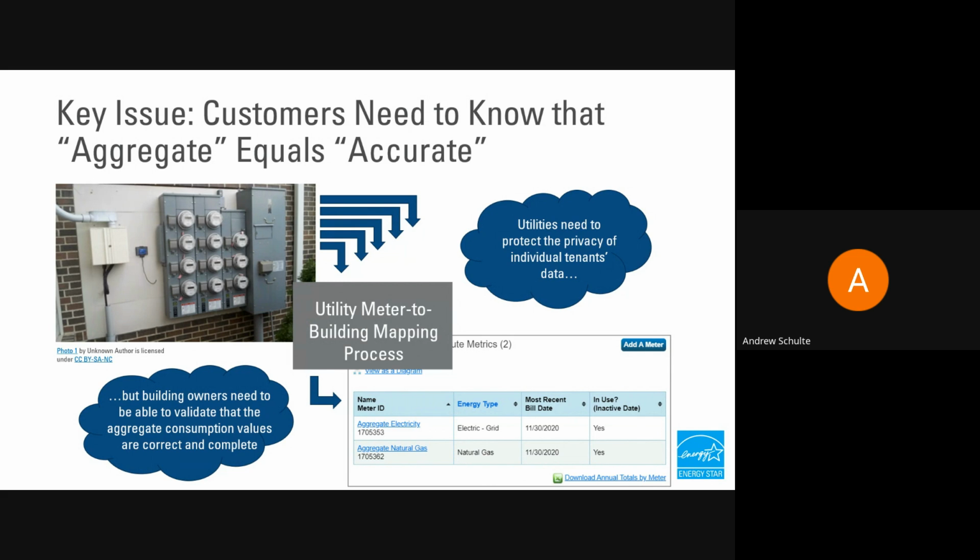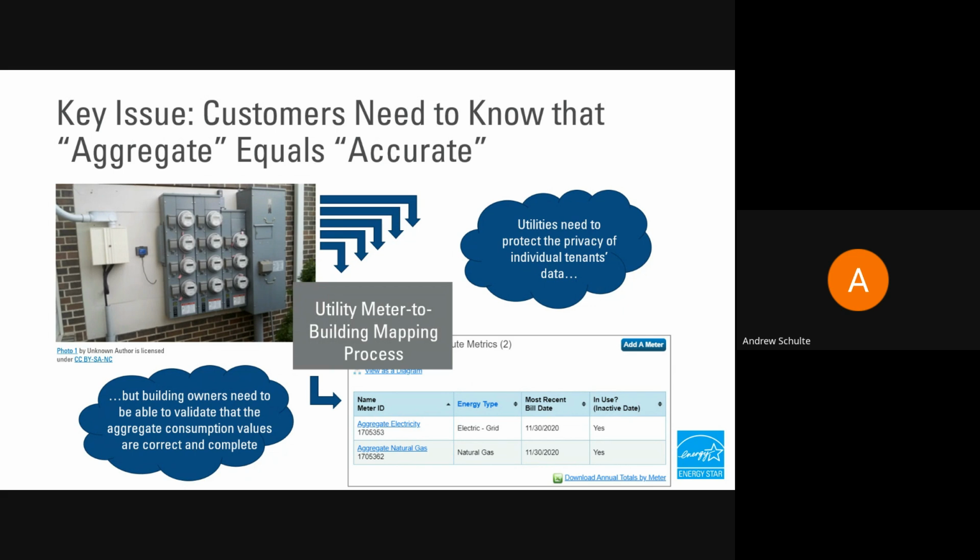even though aggregation is critical in protecting the privacy of individual tenants' data, it is equally as important that the building owners who are receiving the aggregate data have some ability to validate that the aggregate consumption values they're being provided are correct and are complete.